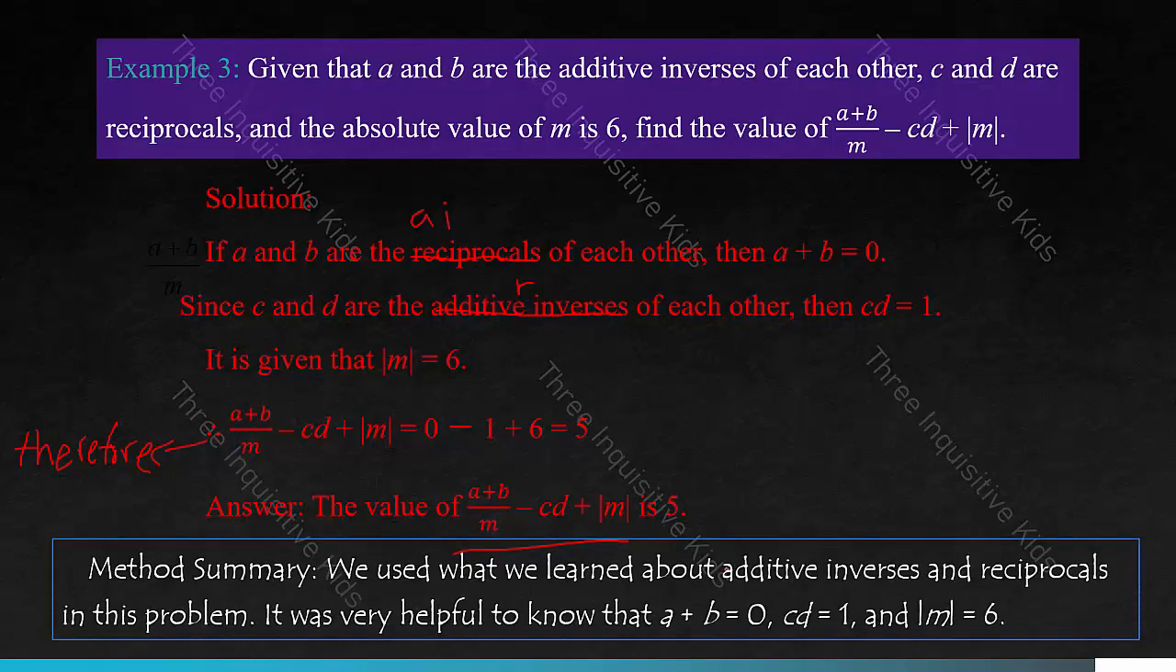We used what we learned about additive inverses and reciprocals in this problem. It was very helpful to know that a plus b equals 0, cd equals 1, and the absolute value of m equals 6. So knowing these basic definitions like additive inverses, absolute values, and reciprocals will really help you in more complicated problems later on.